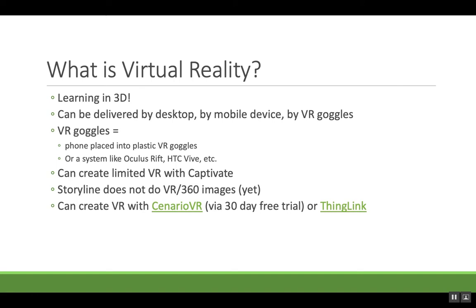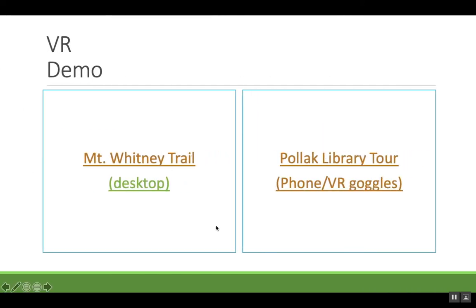These are a couple of examples of third-party software that you could use to create VR. Scenario VR is pretty fancy. ThingLink is one that has a free version. There are others out there as well. Let's do a quick demo of what this looks like in reality.